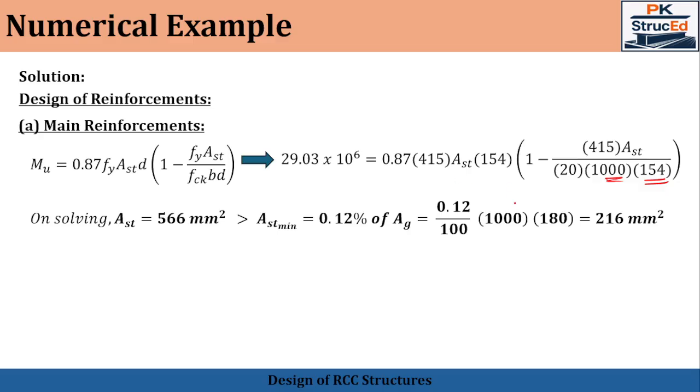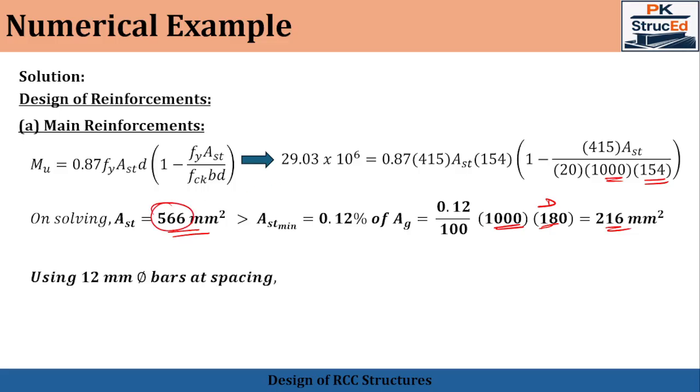Here the gross cross-sectional area is, this is 1 meter length and this is capital D, the overall depth of the slab. We are getting that value as 216 mm square. And the calculated Ast is greater than the minimum requirement of 216. Therefore, we can provide the reinforcement for this Ast of 566 mm square.